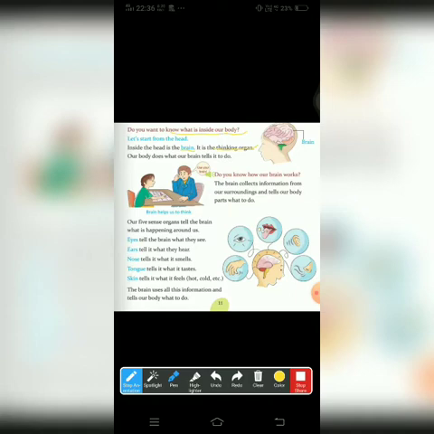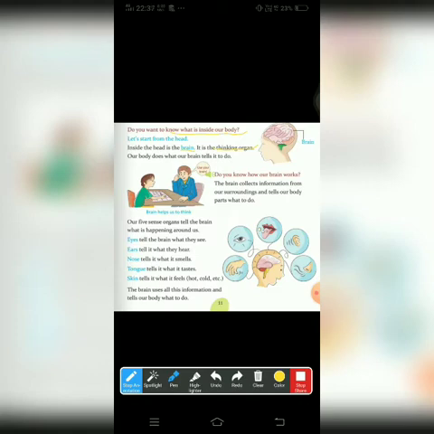हमें सोचने में मदद करता है, brain. Our body does what our brain tells it to do. So you can think of it in this way, that the brain is the boss of our body. Whatever the brain instructs, the rest of the body parts will follow it.